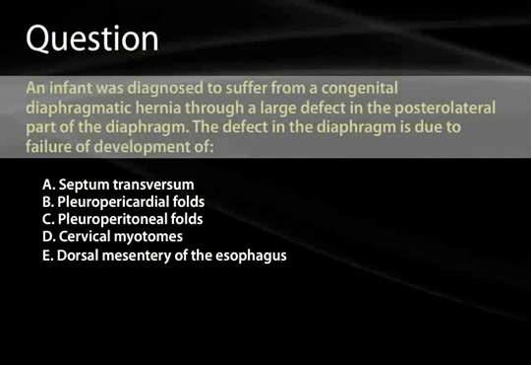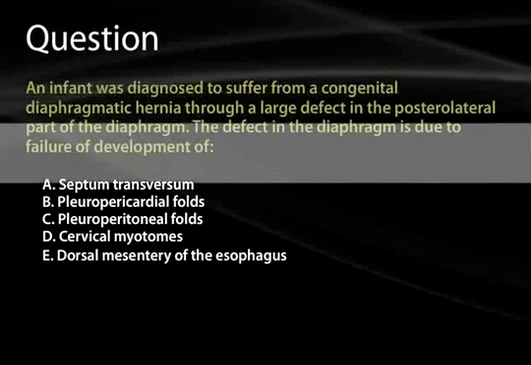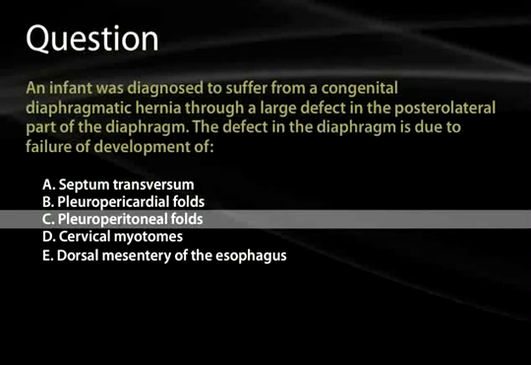If we have an infant that's diagnosed to suffer from a congenital diaphragmatic hernia through a large defect in the posterior lateral part of the diaphragm, the defect in the diaphragm is due to failure of development of what structure? And this, of course, is C, the pleuroperitoneal folds.